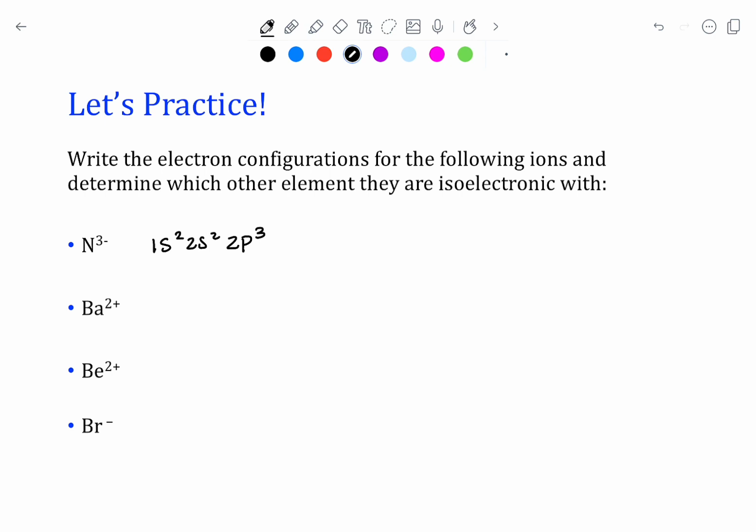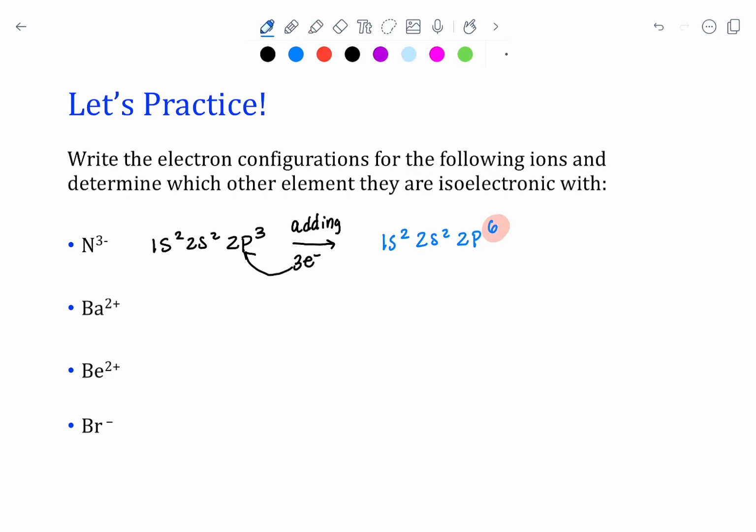And what we're going to do, so this is our neutral nitrogen. We're going to now add our 3 minus charge, meaning we are adding 3 electrons. So those 3 electrons are going to be added to our highest n value and to our orbital that still has space, which is going to be our p orbital. So our electron configuration becomes 1s2, 2s2, 2p6. Okay, so because we added those 3 electrons, they went into the p, and now we have a 2p6 there.